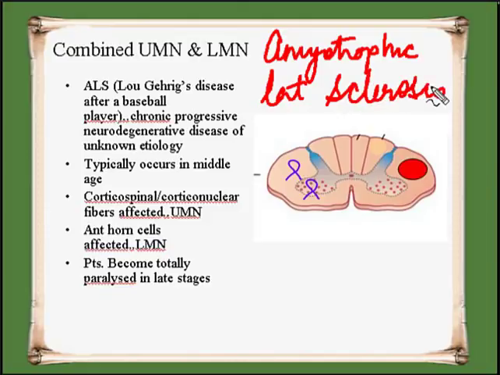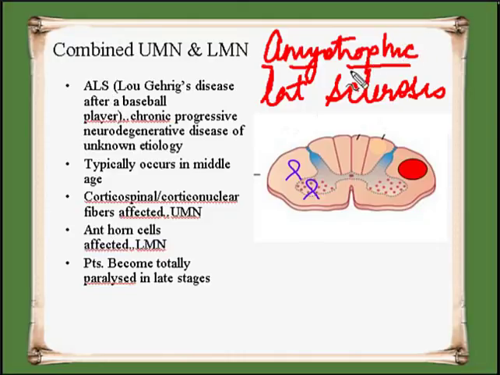The word A means no. Myo means muscle. Trophic, if you remember, means nourishment or nutrition. Lateral, of course, is lateral. Sclerosis means scarring and hardening, and that occurs in the lateral areas. So that's why this is called amyotrophic lateral sclerosis. And in the US, it's also called Lou Gehrig's disease after a baseball player. It's only in America that we call it Lou Gehrig's disease. In other parts of the world, it's just known as ALS or amyotrophic lateral sclerosis.